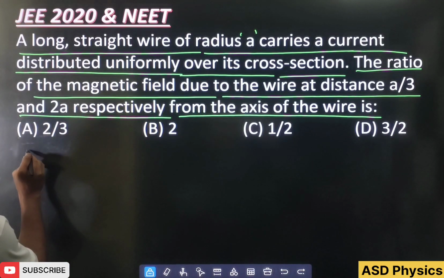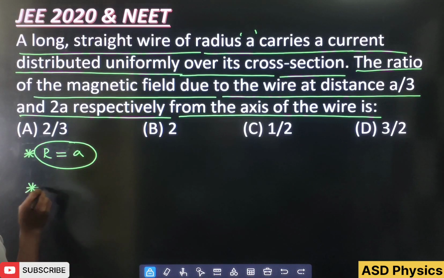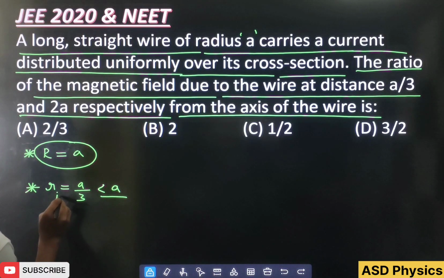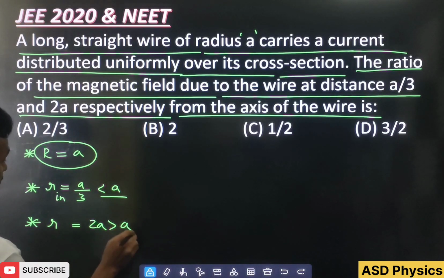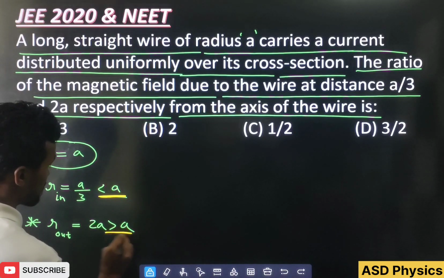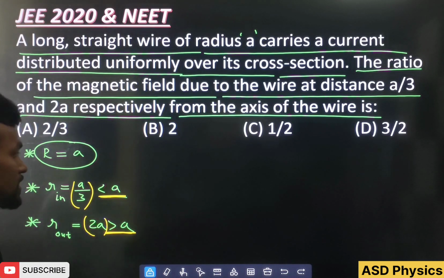Anyhow, you know very well what is given here: the radius is given as a. Now, a by 3 is r, the distance from the center to the observation point. When r equals a by 3, this is less than a, that means this is inside the wire. Similarly, the next one is 2a, and 2a is greater than a, that means this is outside the wire, because you have to compare with the radius. So the a by 3 point is inside and the 2a point is outside. This is clear.